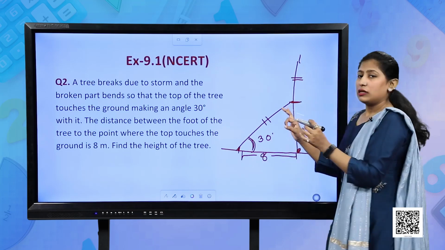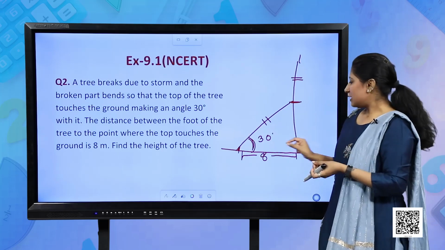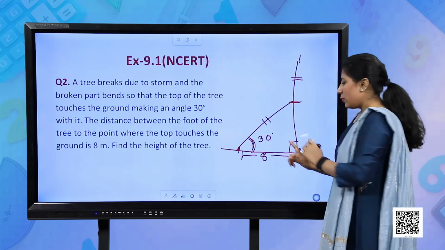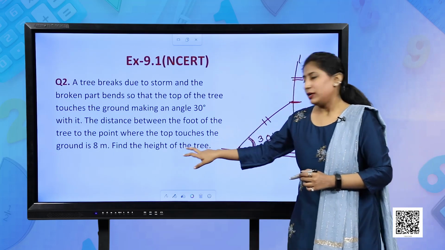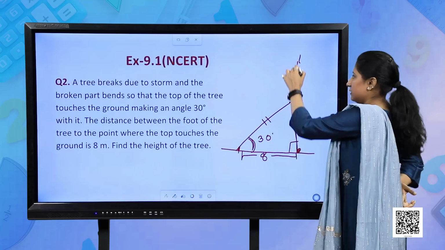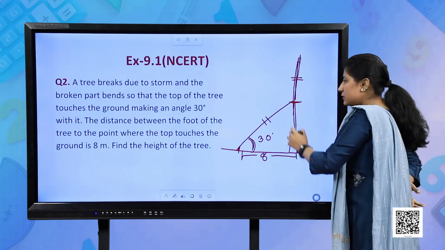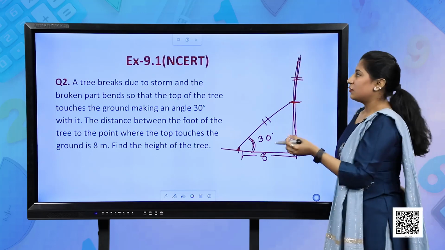Now this question looked a little complex, but this figure is so simple. Just a simple right angle triangle. One side is given, one angle is given. We have to find the height of the tree, which means we have to find this and this. Then we add these two and we get the whole length, which means we get the length of the tree.